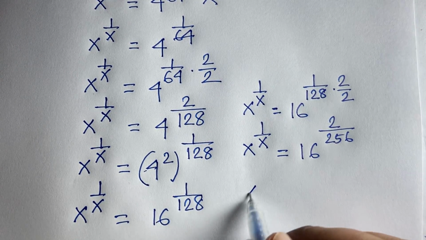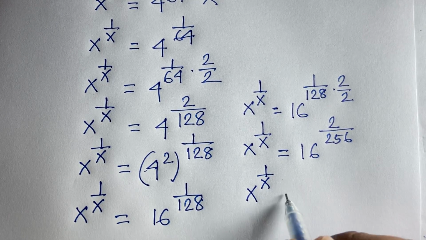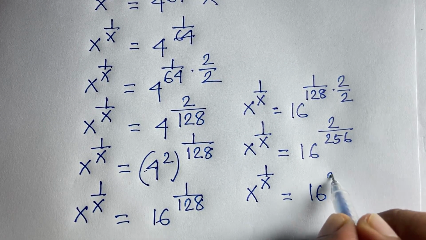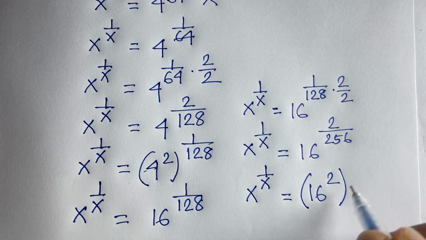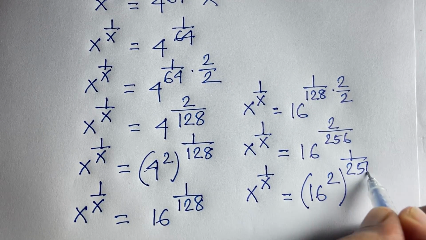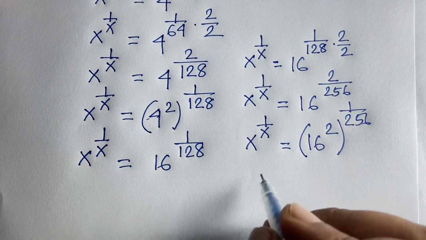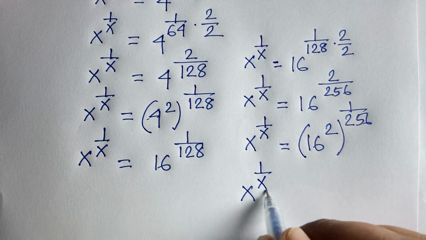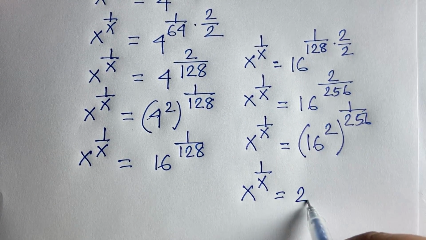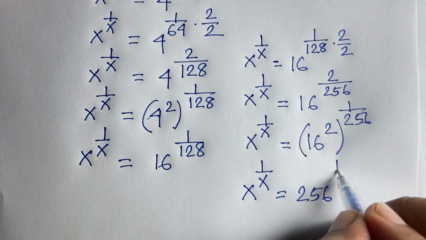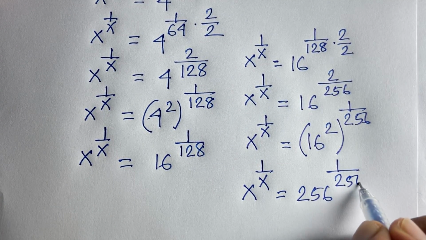Now I can say easily here is x to the power 1 over x is equal to 16 power 2, this 2, and whole to the power 1 over 256, this 256. Now I can say easily here is x to the power 1 over x and 16 power 2, it will be 256, and here is whole to the power 1 over 256.